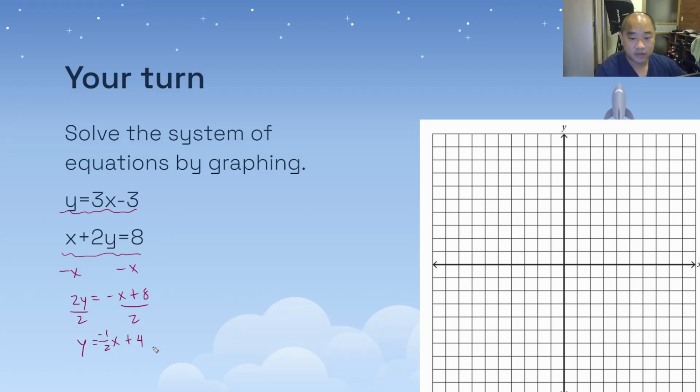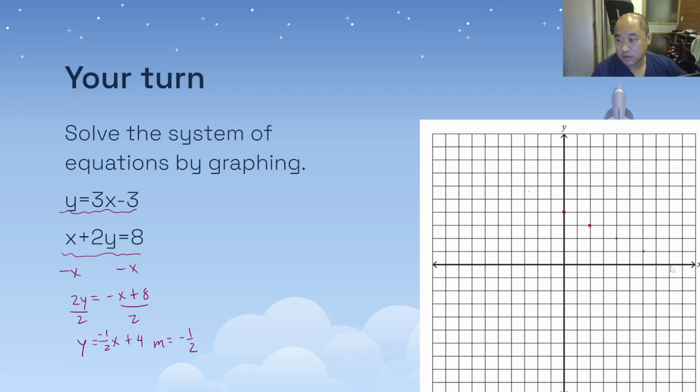So now we can graph it. Plus 4 is right here. And then the slope is -1/2. That means it's going to go down 1 to the right 2, down 1 to the right 2, down 1 to the right 2. And then we're going to draw a graph.